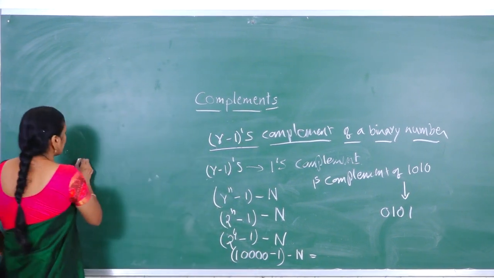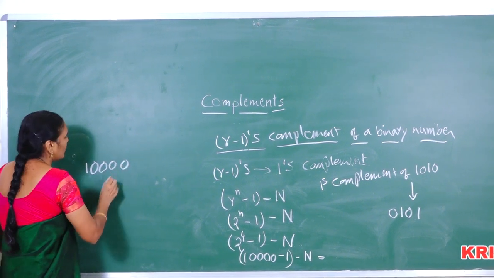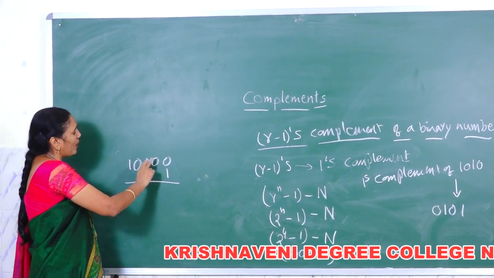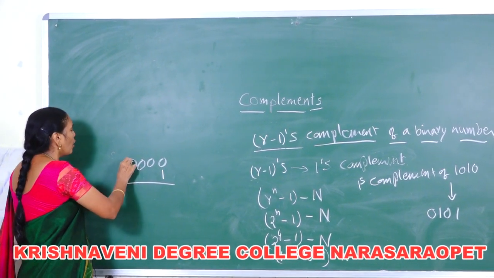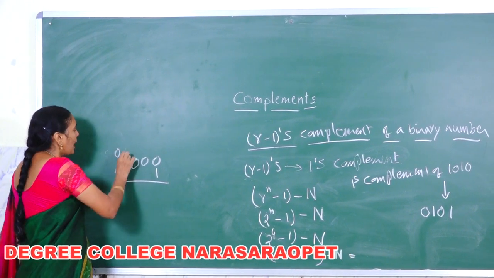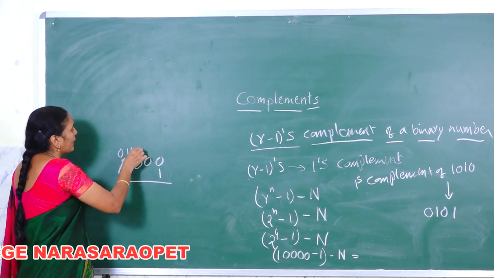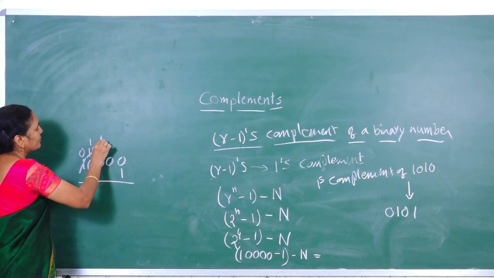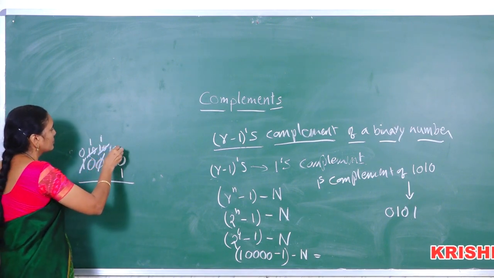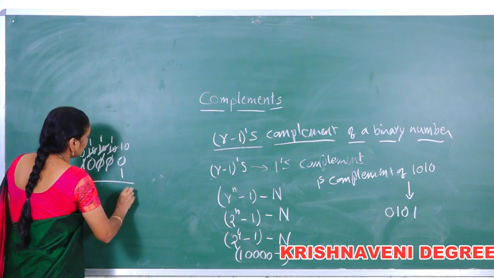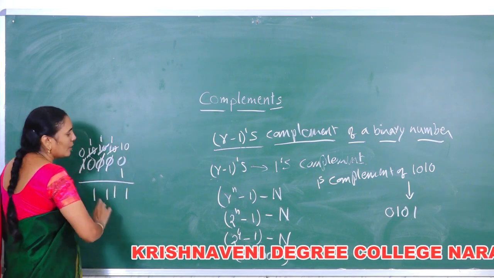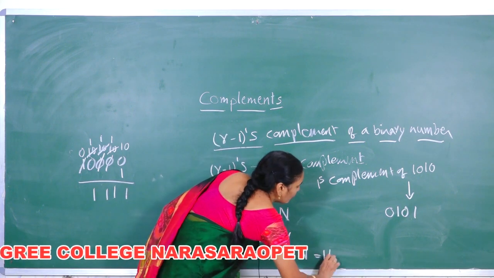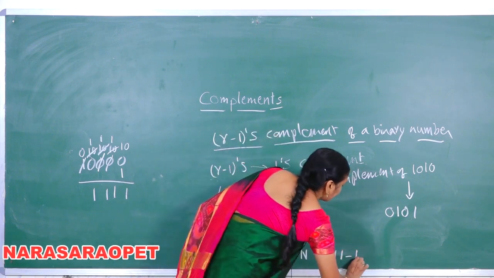10000 minus 1. Here if I subtract 1 from 10000, I have to borrow. Here also there is no number, here also there is no number. So the value will be cancelled to 0 and this 1 will be passed here, and from this we are taking 10 here. So 10000 minus 1 will become 1111, minus n.